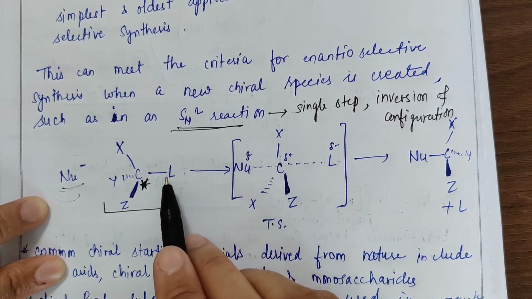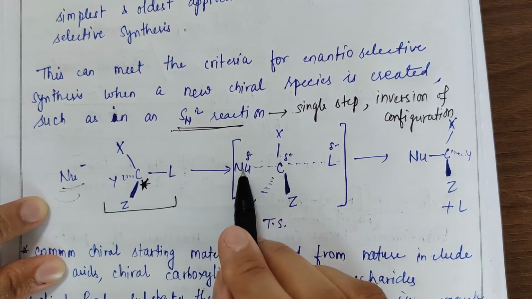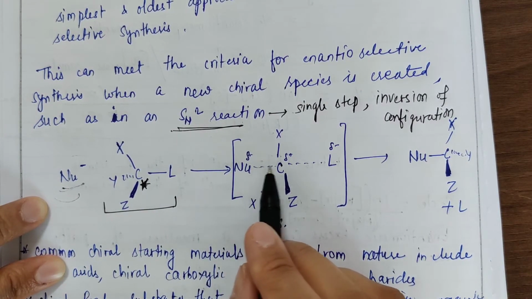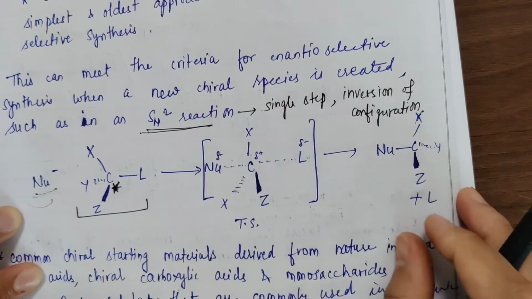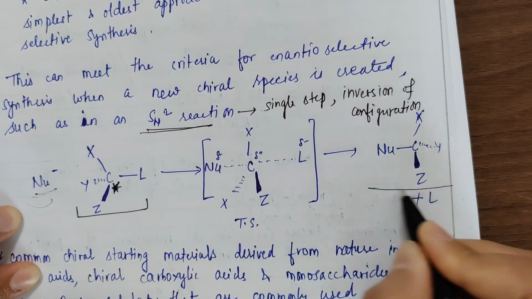So the bonding of the nucleophile will only be possible from the opposite side to that of the leaving group. Only one possible product is formed, this one.